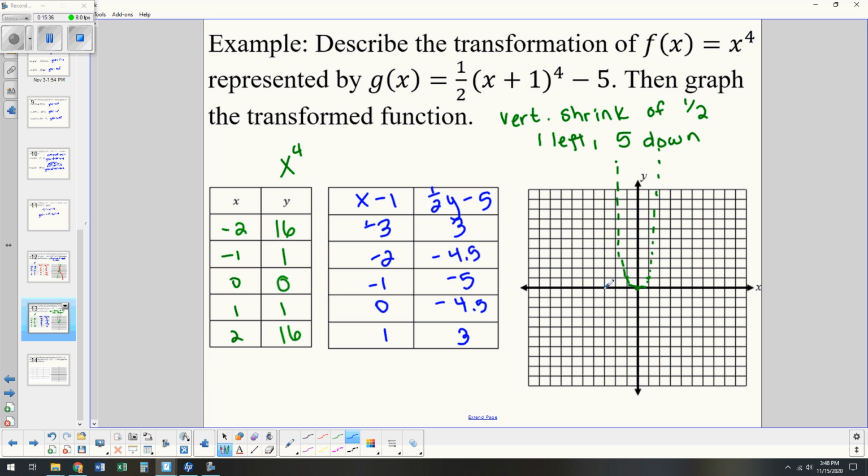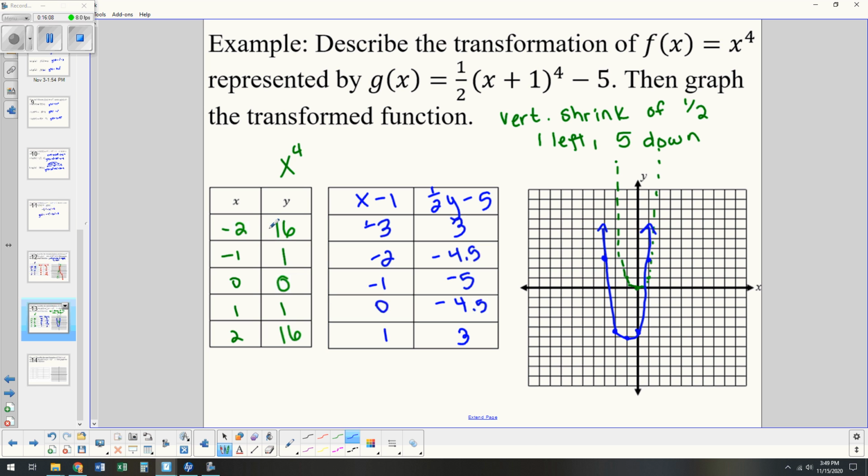So we're going to have the points (-3, 3), (-2, -4 1/2), (-1, -5), (0, -4 1/2), and (1, 3). So really flat U, and then back up.